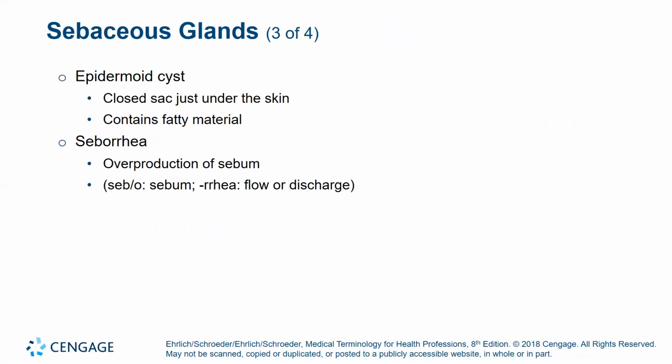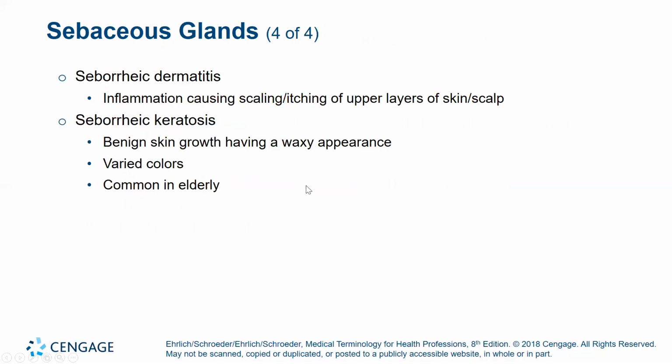We have an epidermoid cyst. This is a closed sac just under the skin. Seborrhea. This is overproduction of sebum. Looking at that term, we can break it down. Sebum. Rhea is flow or discharge. We have seborrheic dermatitis. This is just inflammation. And what this does is cause scaly itching of the upper layers of the skin or scalp.